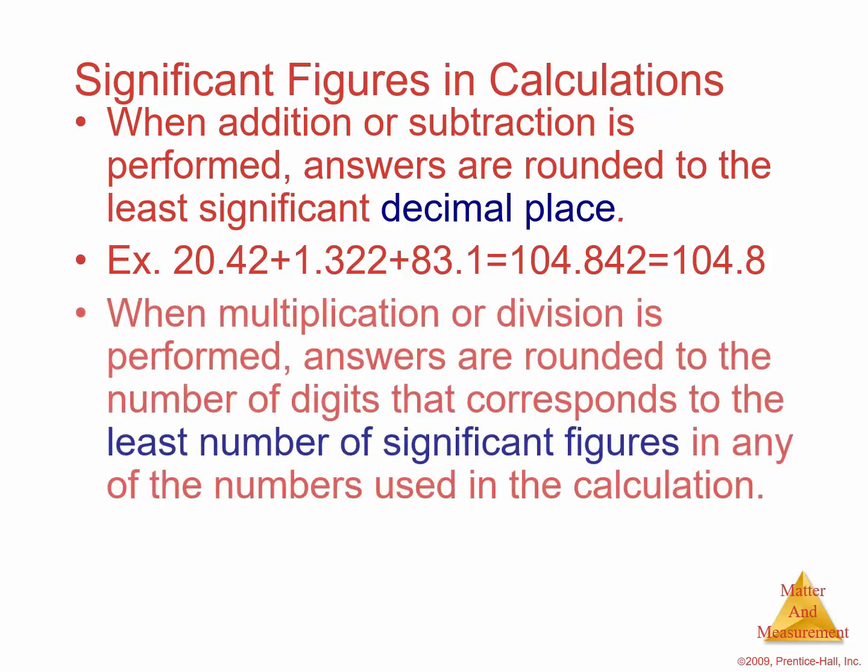Now, when multiplication or division is performed, answers are rounded to the number of digits that corresponds to the least number of significant figures in any of the numbers used in the calculation.